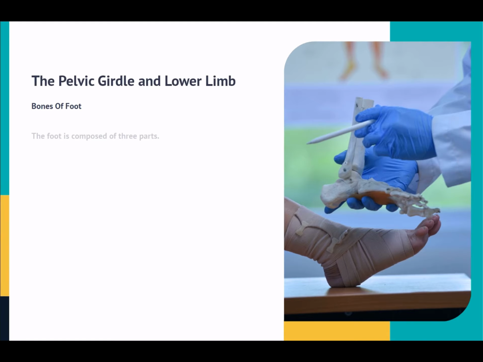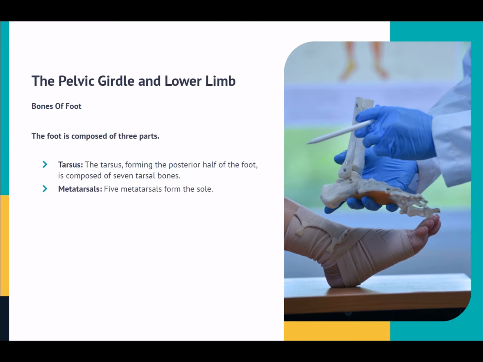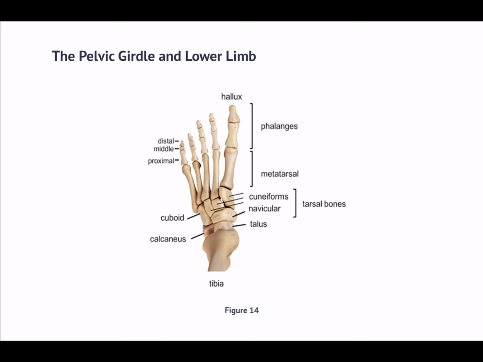Bones of foot. The foot is composed of 3 parts. Tarsus. The tarsus, forming the posterior half of the foot, is composed of 7 tarsal bones. Metatarsals. 5 metatarsals form the sole. Phalanges. 14 phalanges form the toes. Each toe has 3 phalanges, except the great toe, which has 2. Figure 14.